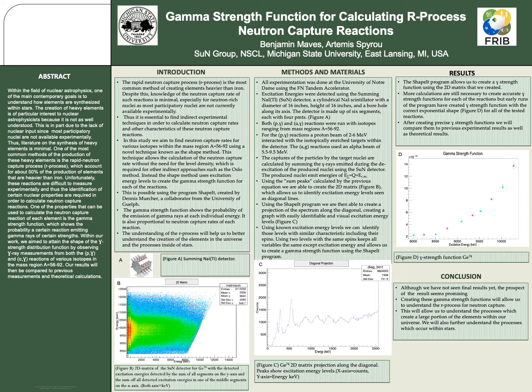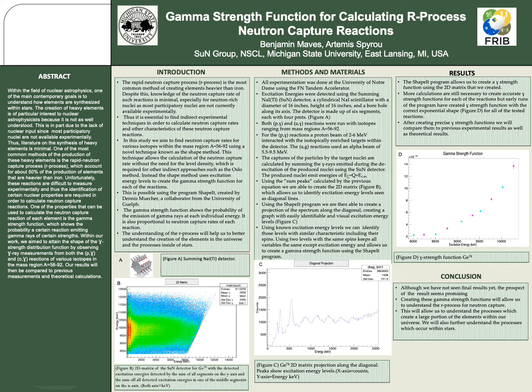My name is Benjamin Maves and I'm part of the Sun Group at the National Superconducting Cyclotron Lab here at Michigan State. Today I will be presenting on my research looking at the neutron capture rates for R process reactions. The R process is short for the rapid neutron capture process. This process accounts for roughly 50% of the creation of all elements heavier than iron.